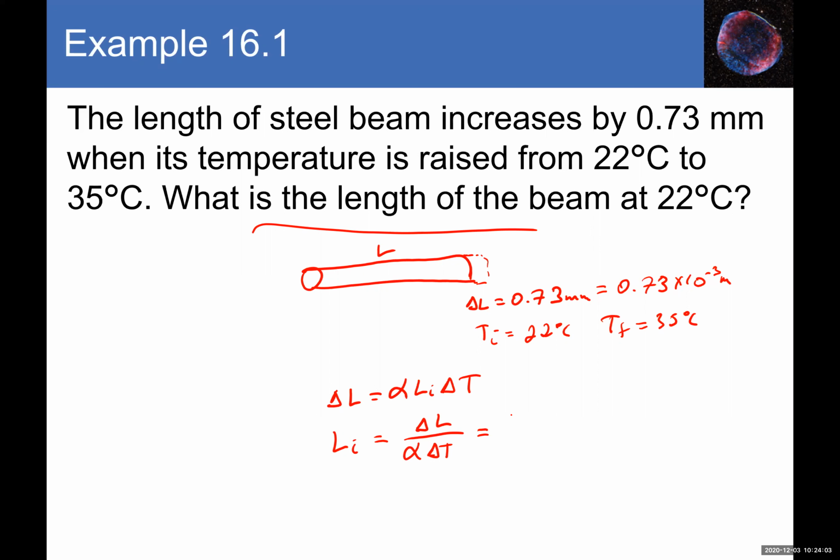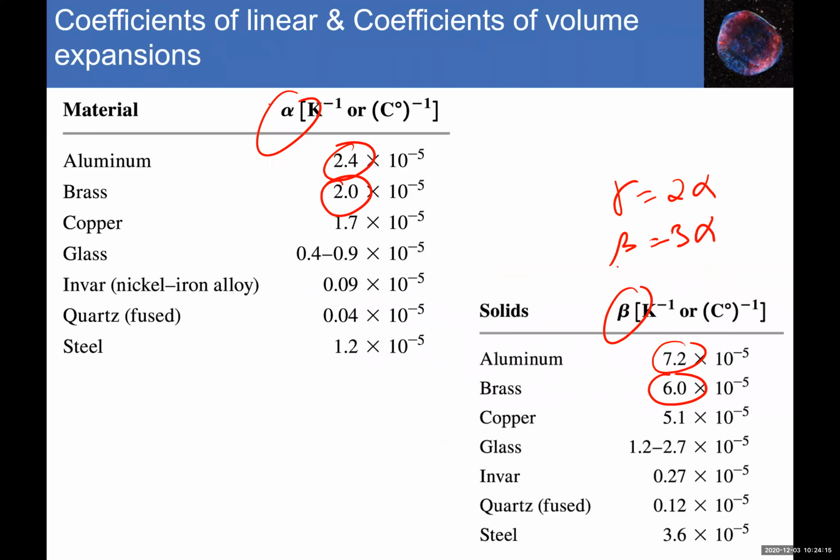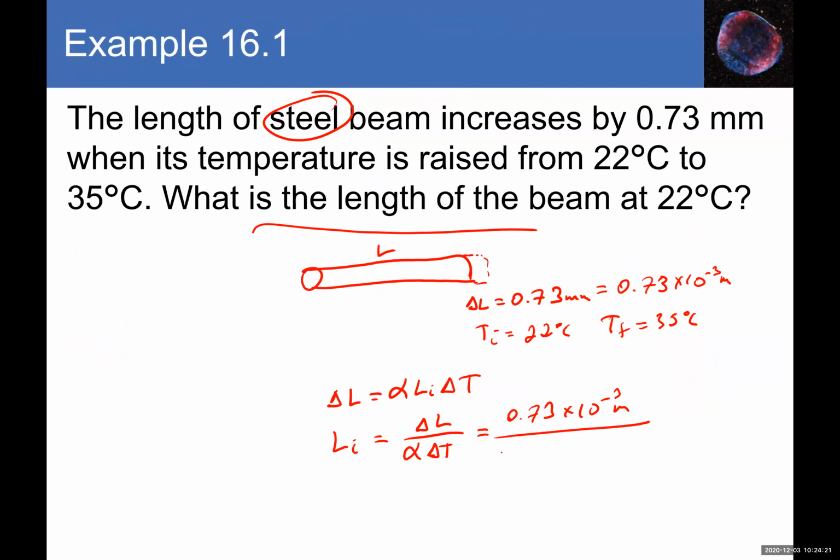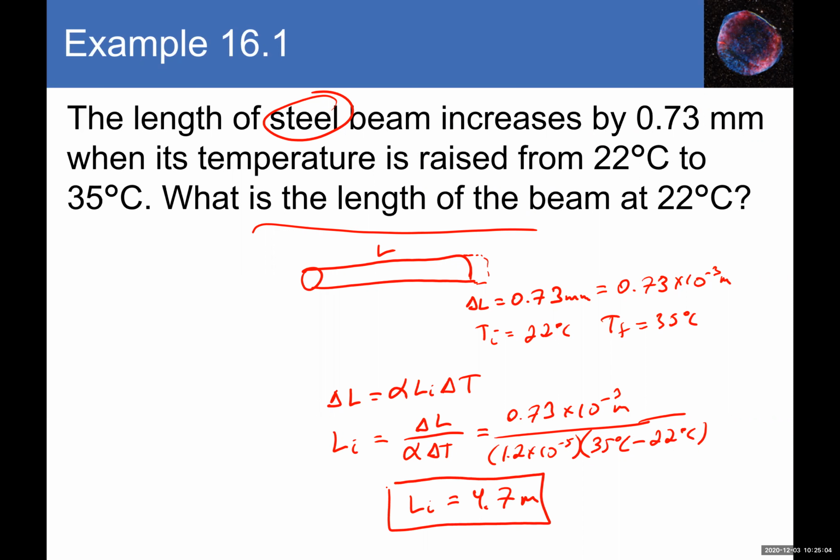All right, so this is 0.73 times 10 to the negative 3 meters, divided by, for alpha, since we are told this is a steel beam, we can go back and look it up for steel. This is 1.2 times 10 to the negative 5. So it's 1.2 times 10 to the negative 5, times delta T, which is 35 degrees Celsius minus 22 degrees Celsius. And we can calculate the original length of the beam. All right, plug in everything. This should give us 4.7 meters. There, and that's our answer.